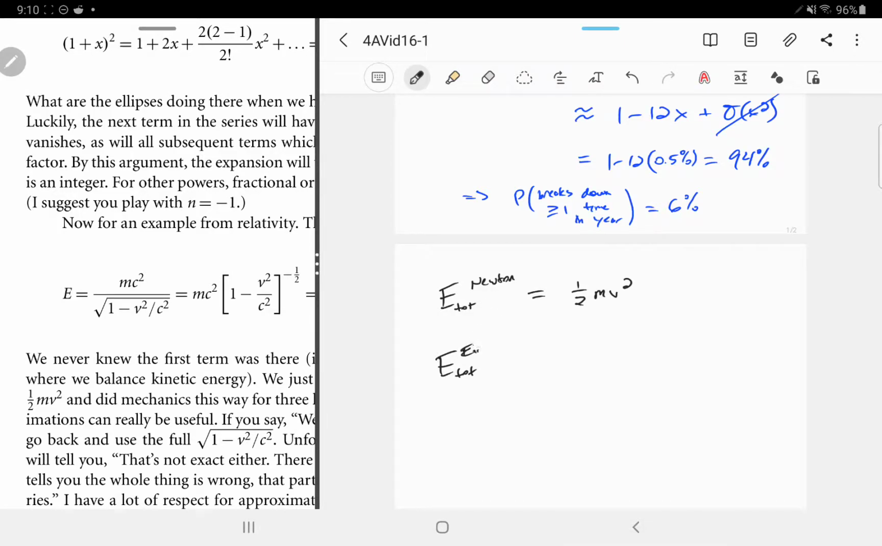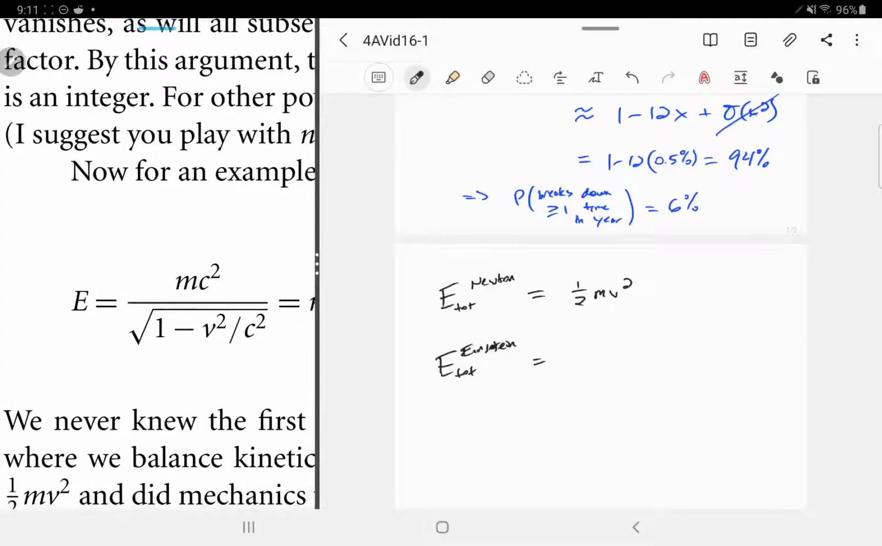So Einstein, that's what this formula is right here. It's mc squared divided by square root of 1 minus, I'll call it beta squared. So beta is the speed of the object divided by the speed of light.